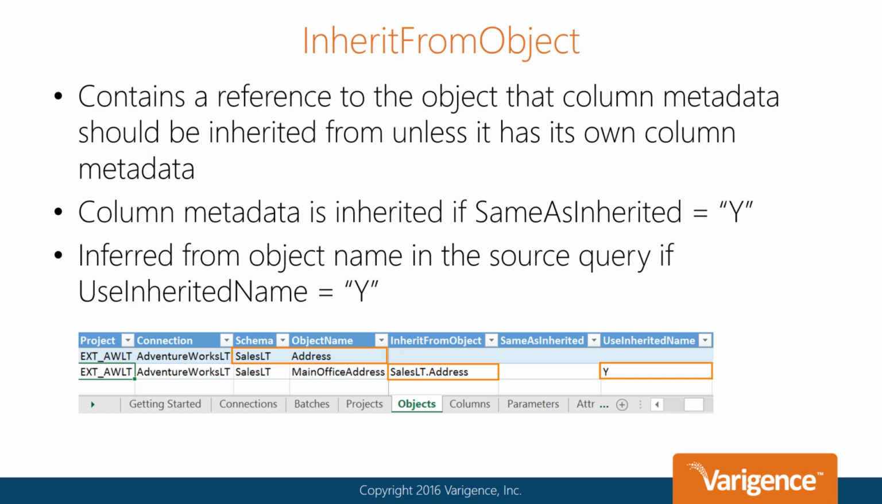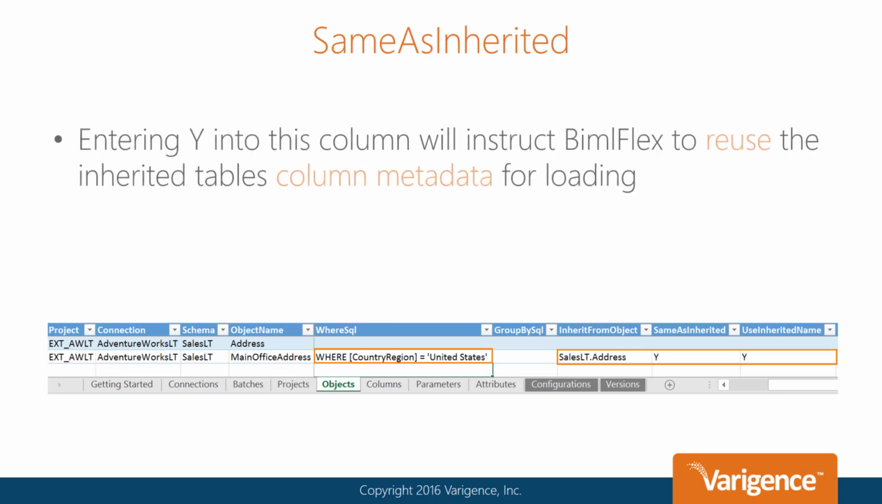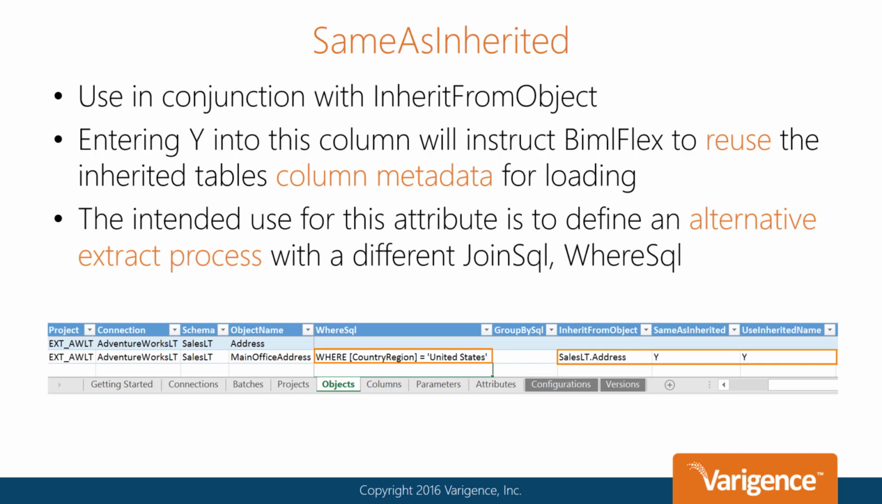And then also the use for inherited name, which means that I'm going to use, in a select statement, the name of the inherited object. Same as inherited, as I've just described here. One of the reasons you want to use same as inherited is that you use it in conjunction with the inherited from object. What you want to say there is, I want to reuse the object column metadata, but I also want to possibly define some additional or alternative extract process in the where SQL or join SQL.